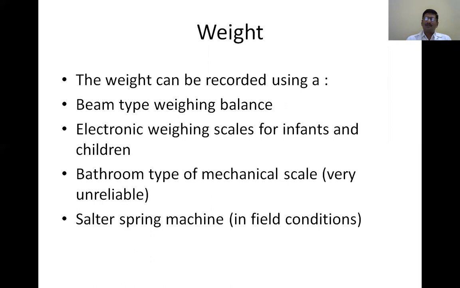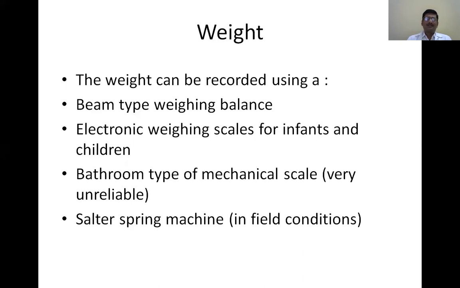Mostly they are unreliable because every time we need to set zero. So the instruments sometimes may give unrealistic values. That's why, especially for adults, when you measure weight in a particular clinic it may show some other weight, and in a different place there may be some variation. This is due to the inherent error of the instrument.